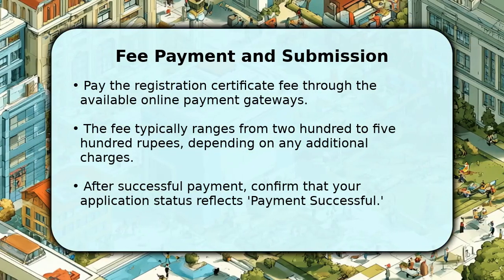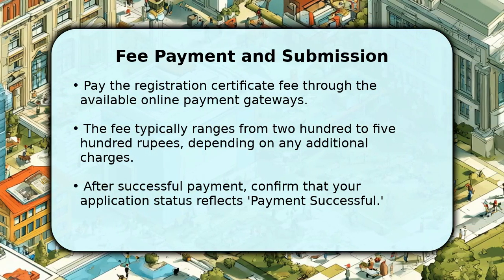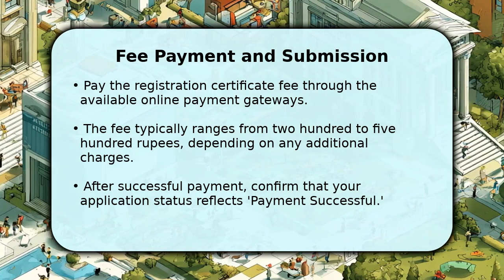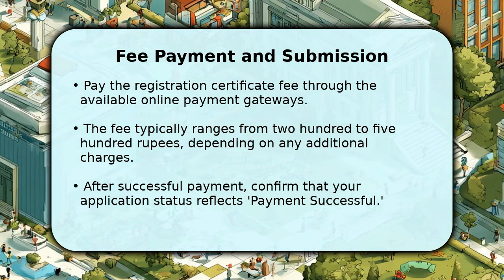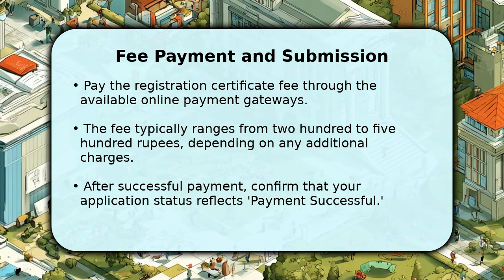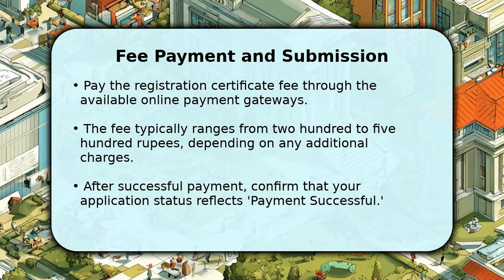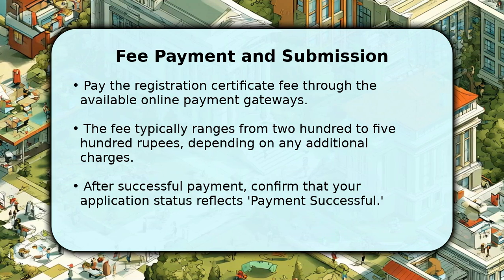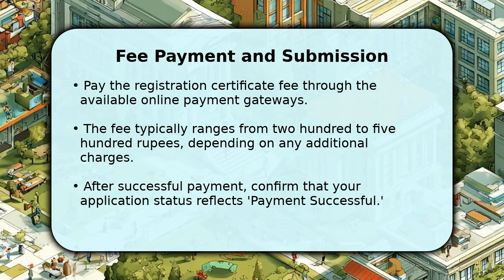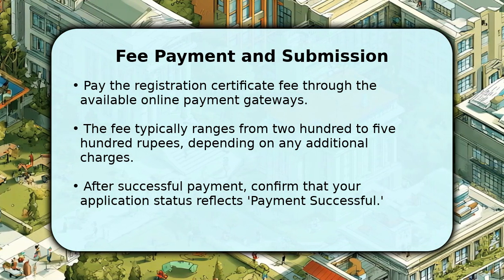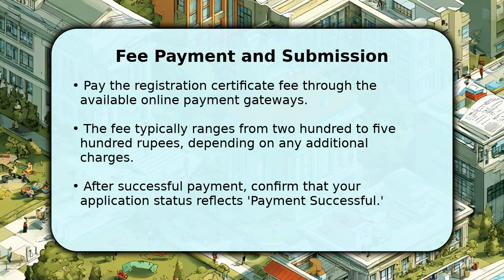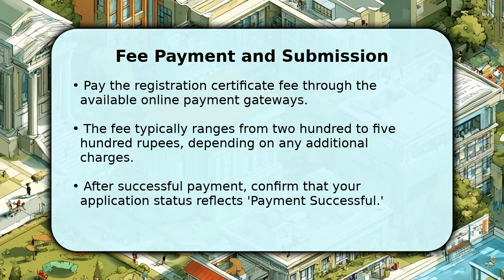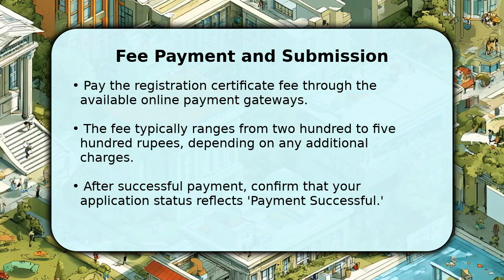The next crucial step is paying the application fee, which is usually between 200 and 500 rupees. You can complete this payment using various online methods, including debit cards, credit cards, or net banking. After successful payment, an acknowledgement receipt will be generated. Please save or print this for your records. This receipt contains your unique application ID, which is essential for tracking your application status later. Confirming the payment status ensures your application moves forward smoothly.